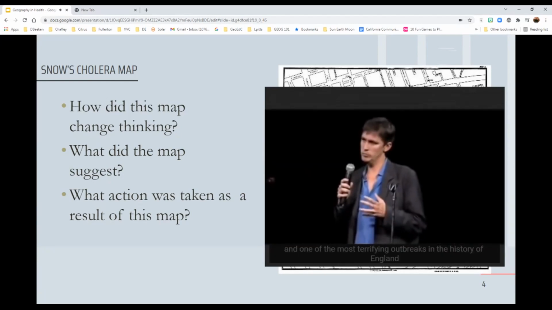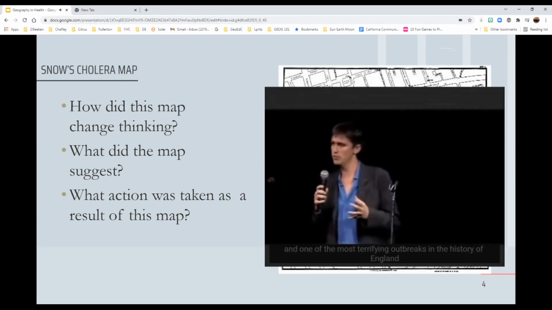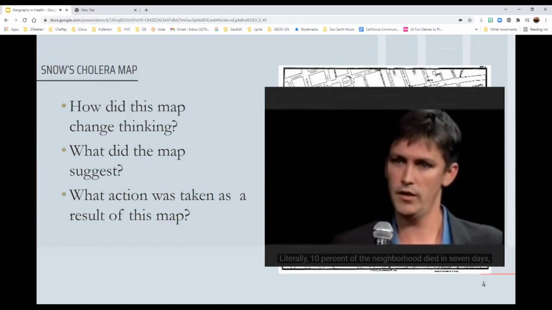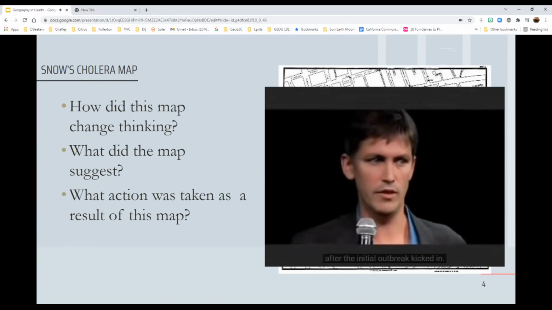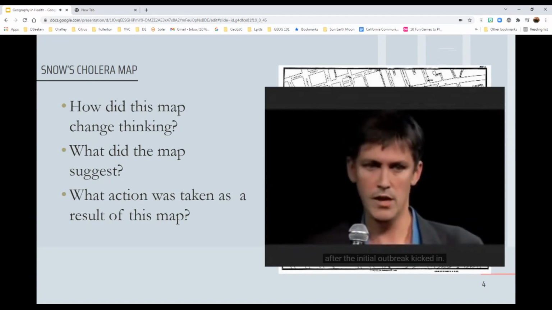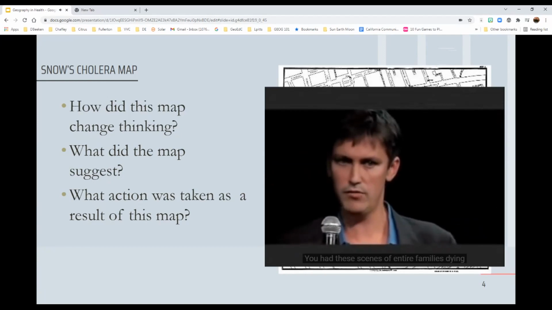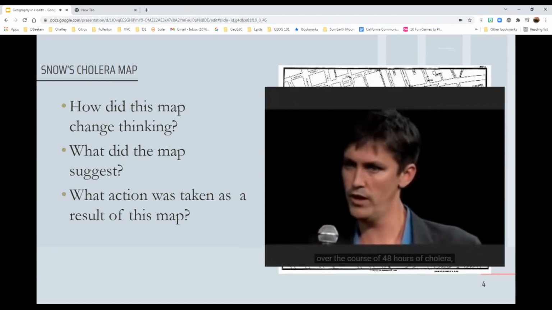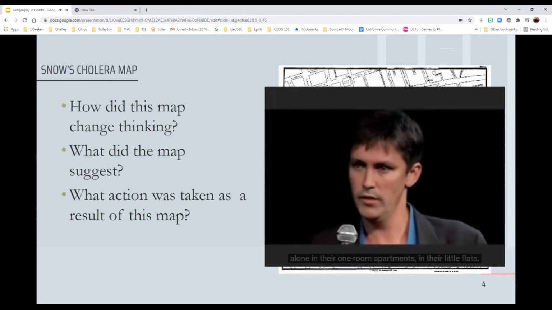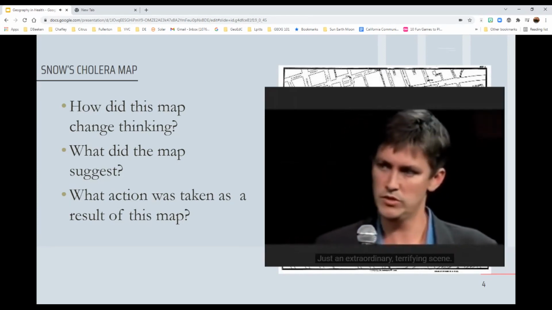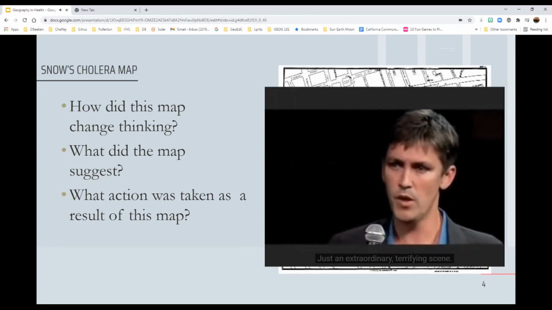And so this little girl inadvertently ended up contaminating the water in this popular pump. And one of the most terrifying outbreaks in the history of England erupted about 2 or 3 days later. Literally 10% of the neighborhood died in 7 days. And much more would have died if people hadn't fled after the initial outbreak kicked in. So it was this incredibly terrifying event. You had these scenes of entire families dying over the course of 48 hours of cholera alone in their one-room apartments, in their little flats. Just an extraordinary, terrifying scene.